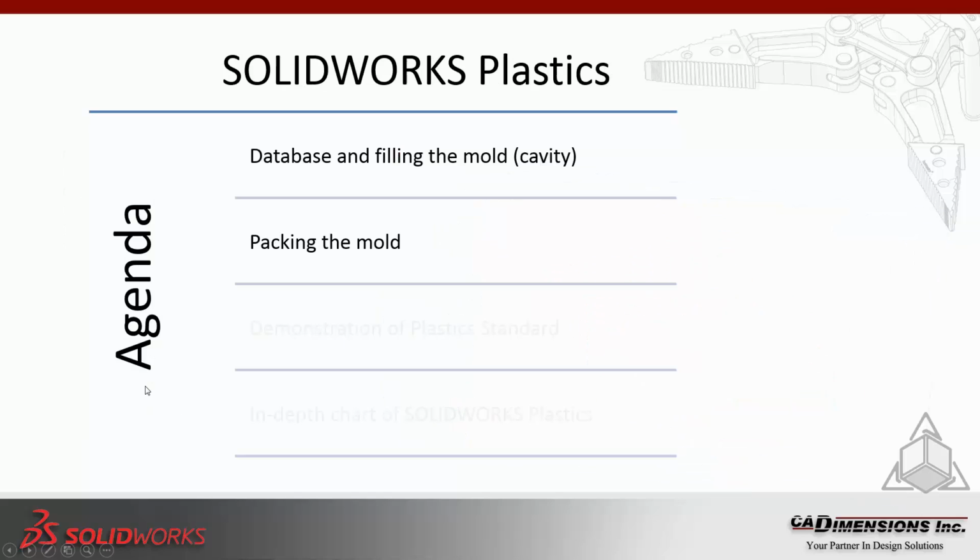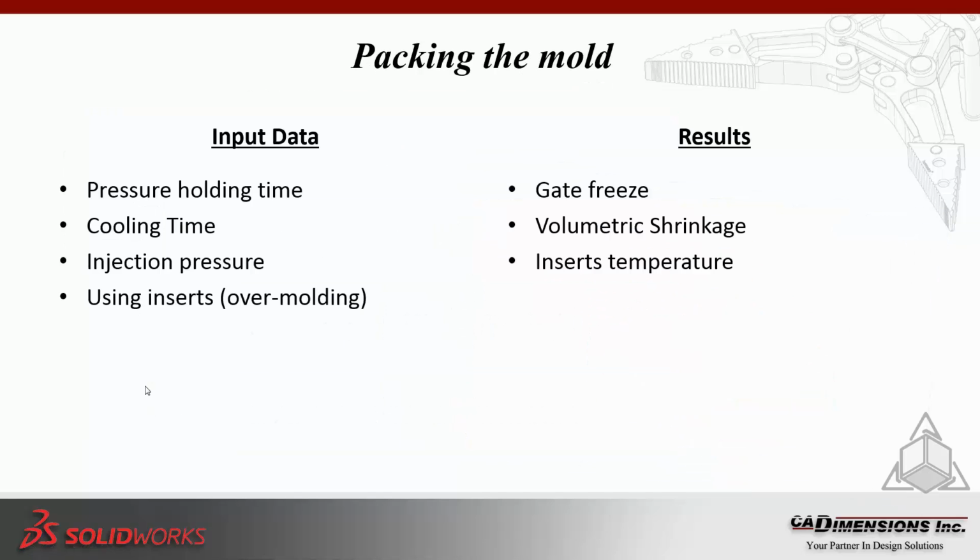So the next thing we're going to look at is packing the mold. What kind of input data comes with packing the mold? Well, pressure, holding time, cooling time, injection pressure, and of course using inserts. Now if we have inserts, how are we going to deal with that, right? Basically overmolding, and I know that I mentioned insert temperature earlier. Well, using inserts is part of fill, but because we are running it through the packing analysis, now we can also test to see what the temperature distribution of those inserts is.